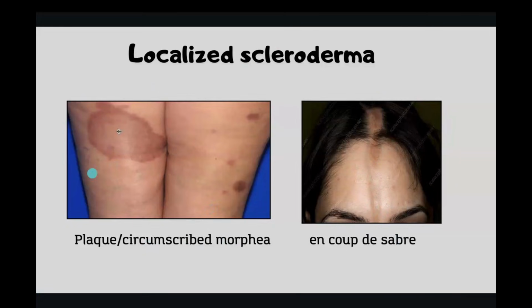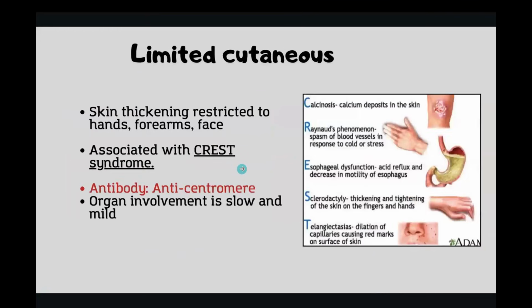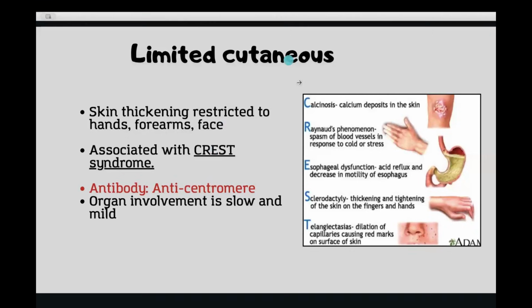And this is the plaque or the circumscribed morphea. As we said, systemic scleroderma includes limited cutaneous, diffuse cutaneous, sine scleroderma, and overlap syndrome. In limited cutaneous, we have skin thickening restricted to hands, forearm, face. This is the disease that is related to CREST syndrome. So as you can see here, calcinosis, Raynaud's phenomenon, esophageal dysfunction, sclerodactyly, telangiectasia. The antibody is anti-centromere. I don't want to explain this thoroughly.